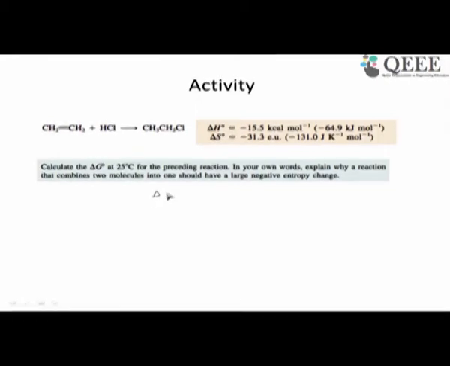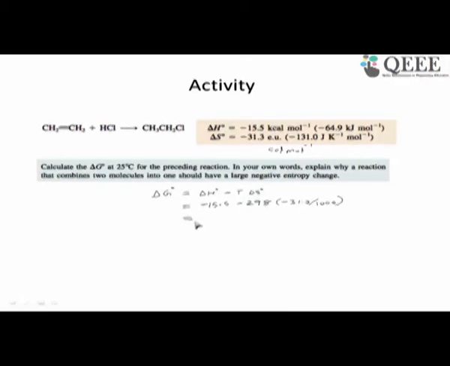So if you just substitute into delta G equals delta H minus T delta S, delta H is given as 15.5 kilocalories per mole, and temperature is 25 degrees. That means if you convert into Kelvin, it's 298, and delta S is minus 31.3. EU is basically entropy unit, which is calories per Kelvin per mole. If you convert to kilocalories per mole, you have to divide by 1000.